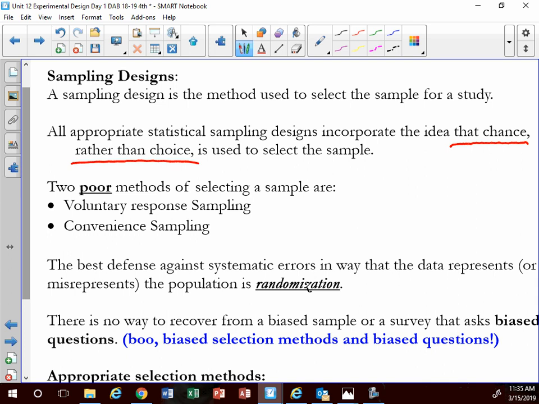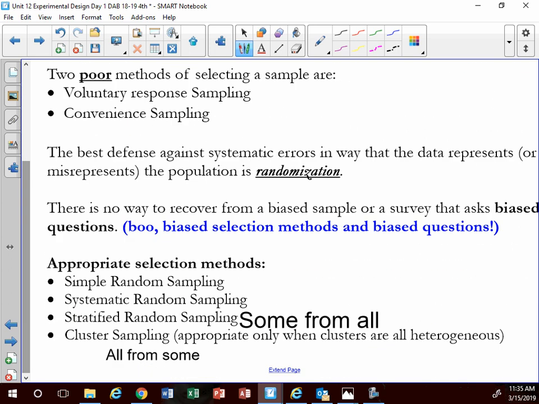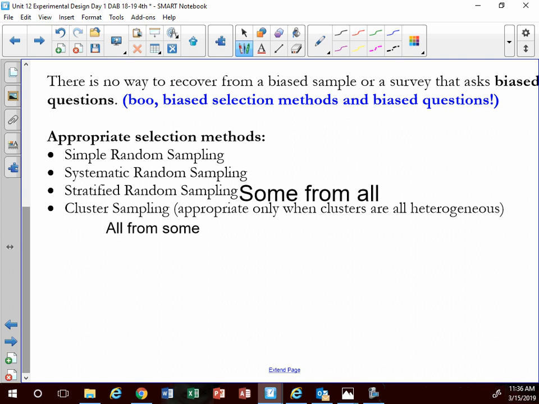But there are some appropriate ways. You want to make sure it's random. They list them at the bottom here. Simple random sample, systematic random, stratified random, and cluster sampling. Go ahead and jot down stratified random sampling. That's some from all. And then cluster sampling is all from some. I think that helps you differentiate between those two. And we'll do some practice sampling to make sure you guys understand the different methods here. We'll talk about it a little more on the next slide.